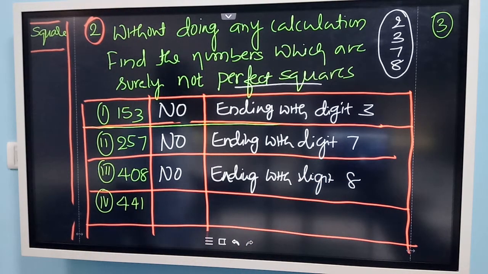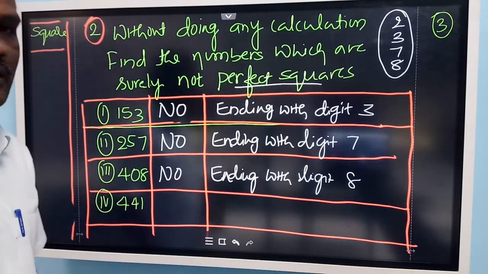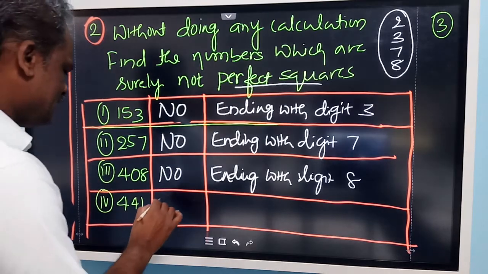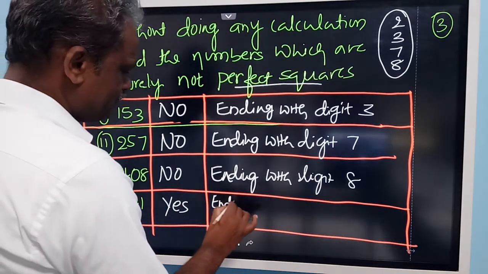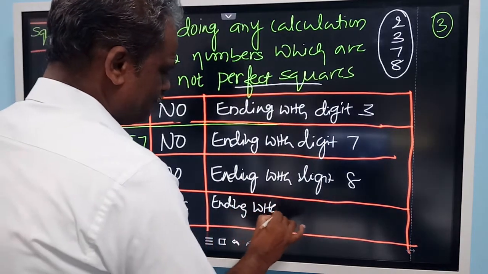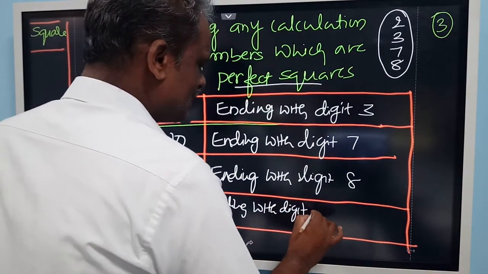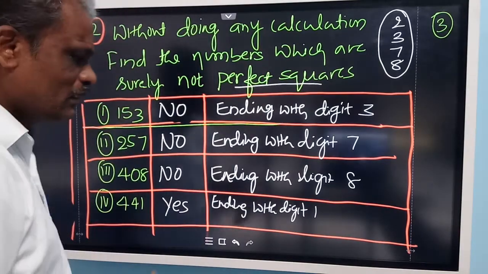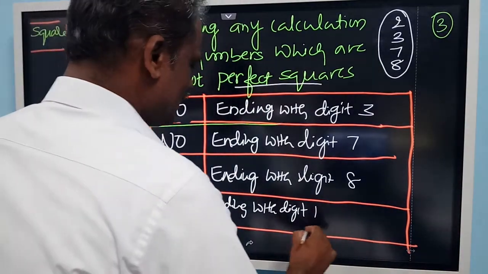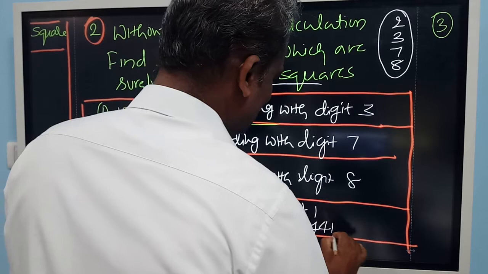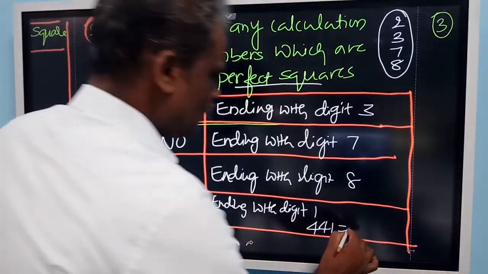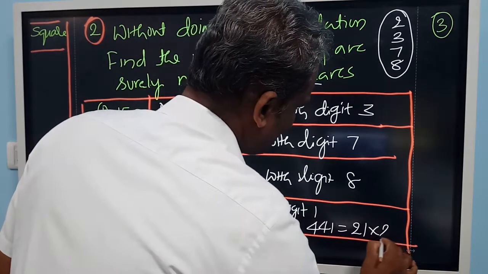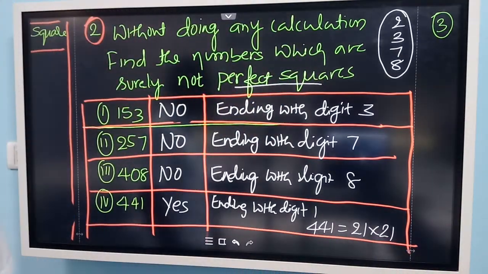Now this one, 441. Is it a square number? There is a chance it can be a perfect square number. 441, so it is yes. Ending with digit 1. Sometimes ending with digit 1 may not be a square number, but it is having equal factors. So you can write 441 as, what are the two equal factors for 441? 21 into 21. It can be expressed as the product of two equal factors.